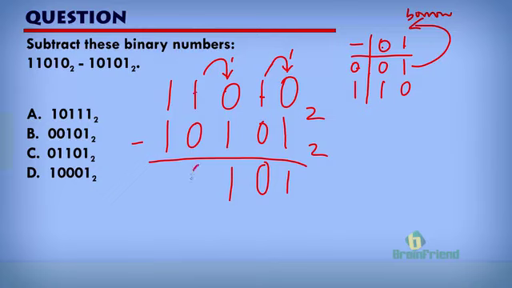0 minus 0 gives us 0. 1 minus 1 gives us 0. So that is our answer. 00101 base 2. Let's see which of our options is correct. Is it A, B, C, or D? Option B is correct. 00101 base 2.